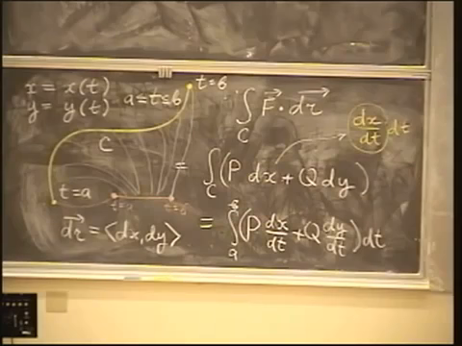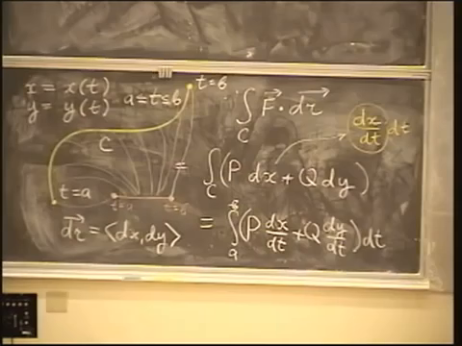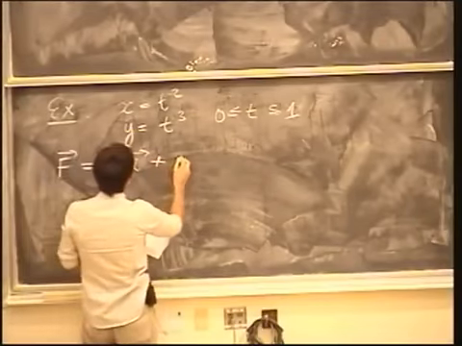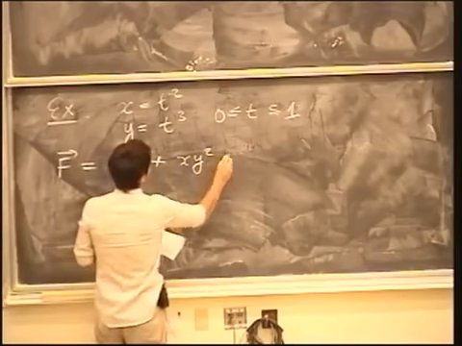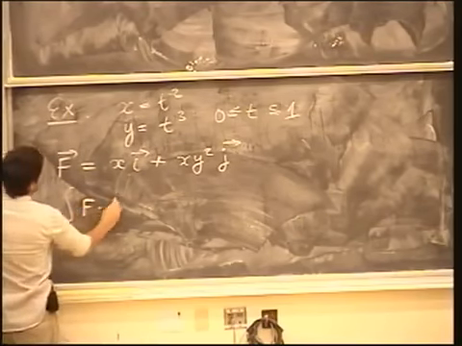So example, let's say you have a curve in which x is equal to t squared and y is equal to t cubed. That's the curve, and t say from 0 to 1. And then you have the vector field, which is, let's just say, x times i plus x y squared times j. Doesn't matter. It's just to illustrate this. Okay, so in this case, what is the line integral?